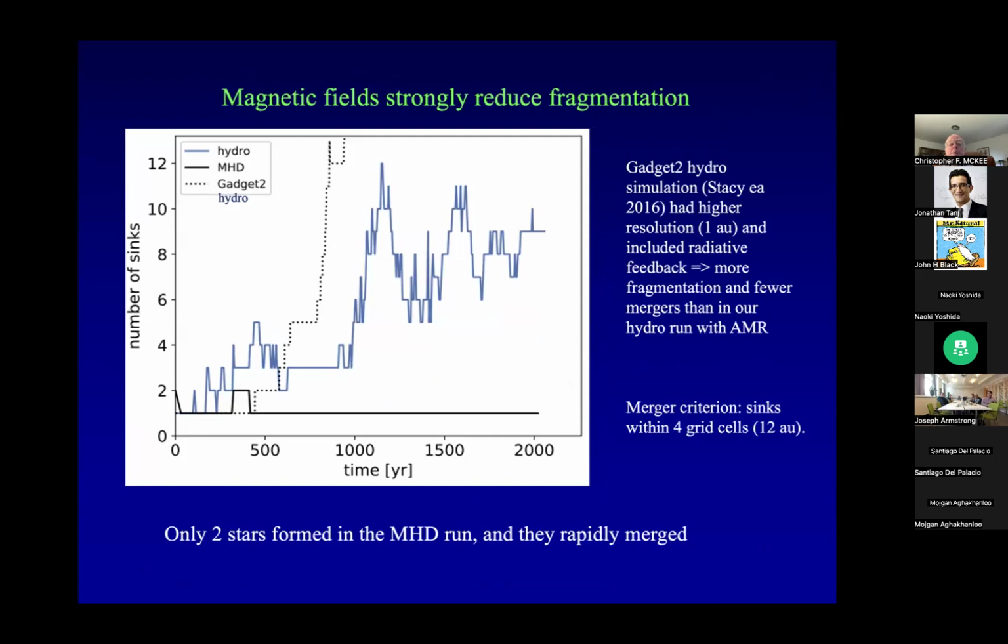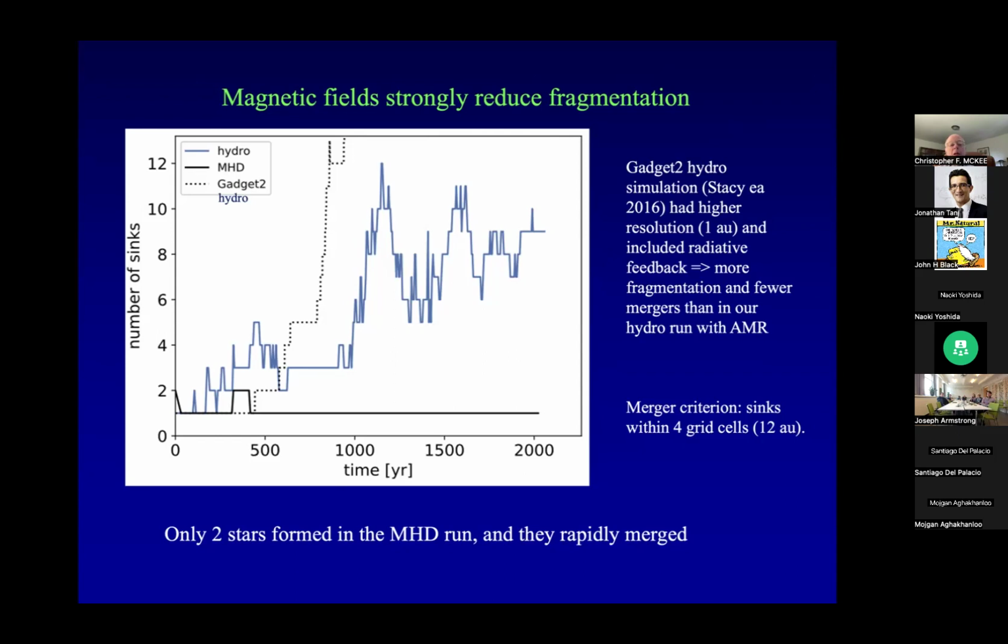So I have 3 curves here. Let's look at the blue curve, which goes up to a total of 12, it looks like. That was when we did a hydro run. And then we have the black line, that is the MHD run. And you can see that around 350 years, we have a total of 2 stars, but the rest of the time there's only 1 star. So really almost no fragmentation.